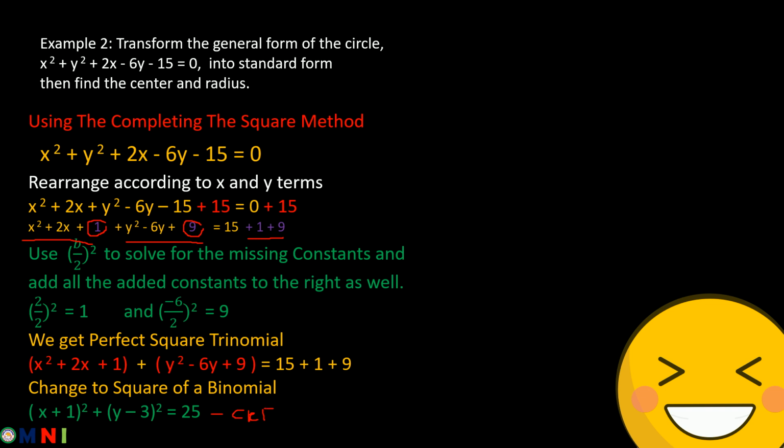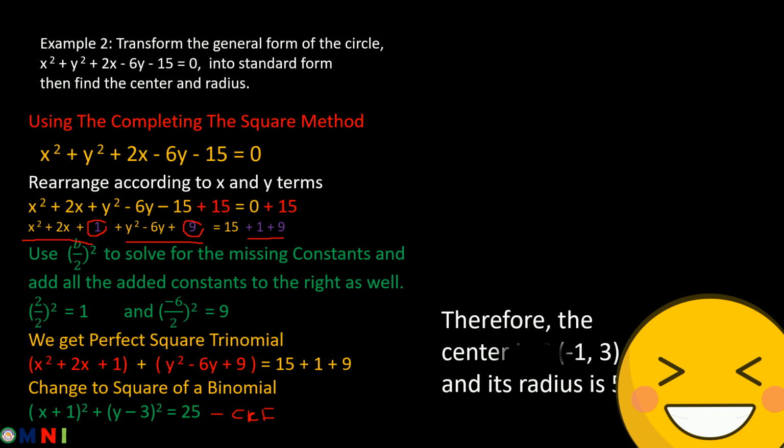Another name for the standard form, we have this. And so therefore the center is negative 1, 3. So take note that's negative, negative 1, so that becomes positive. So x minus negative 1. If it's plus, that means that h there is negative. And its radius is the square root of 25, which is 5.